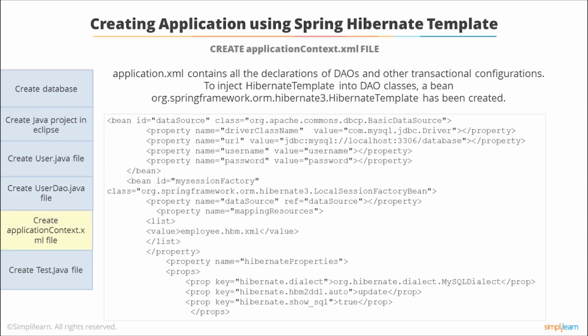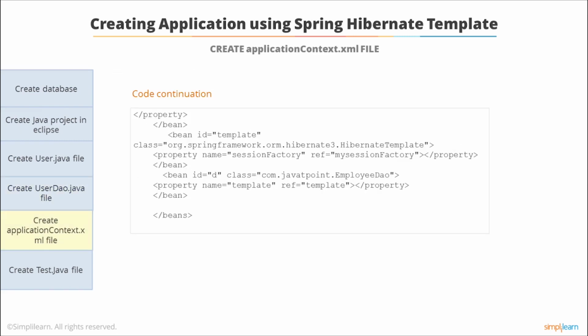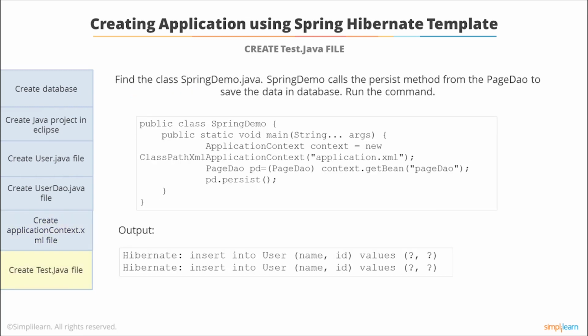Finally, we create the application context XML file. Then we create the Session Factory so that we can register the bean. So we are registering the template by providing the template reference to the employee DAO bean. And then lastly, we create the main class where we load the XML file. We pass the bean ID to get the bean object and we persist the information.